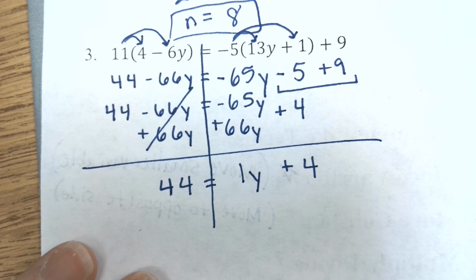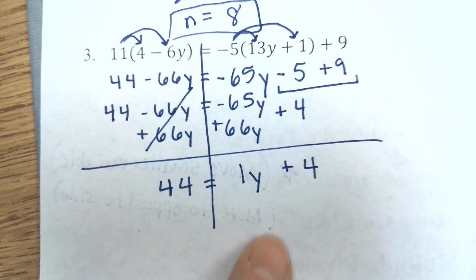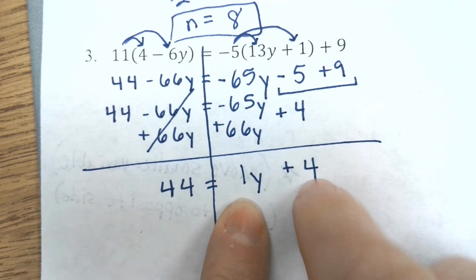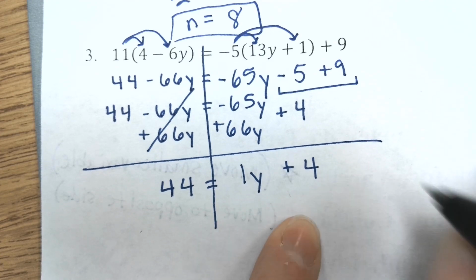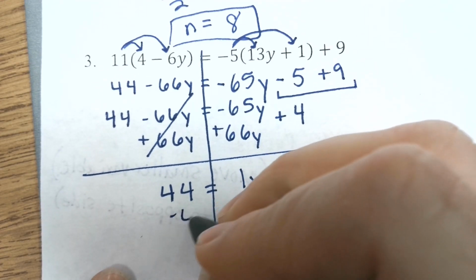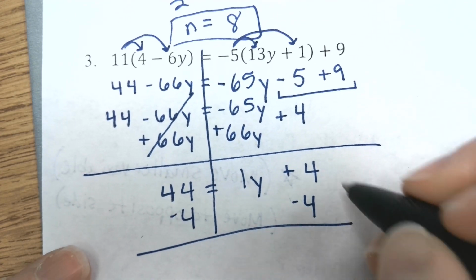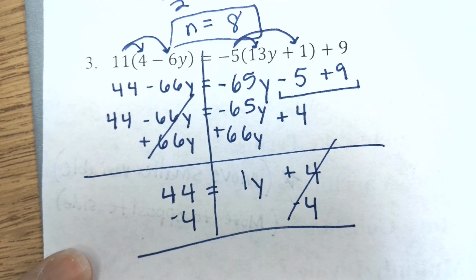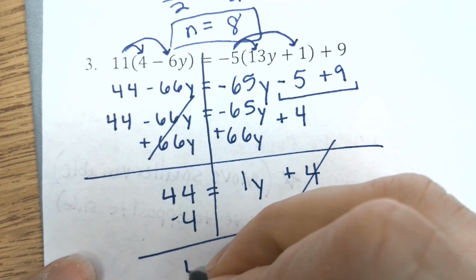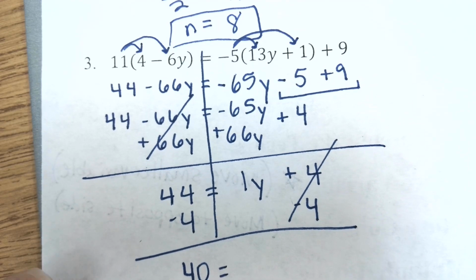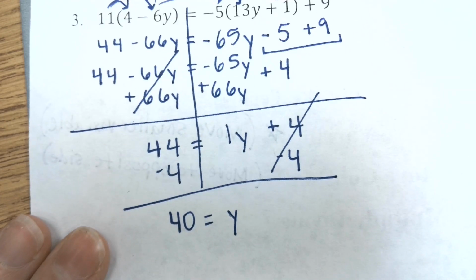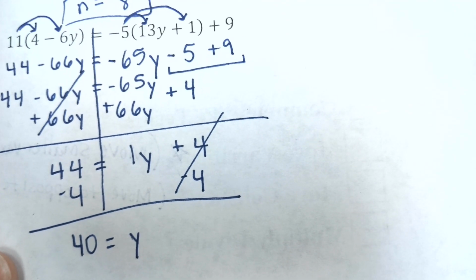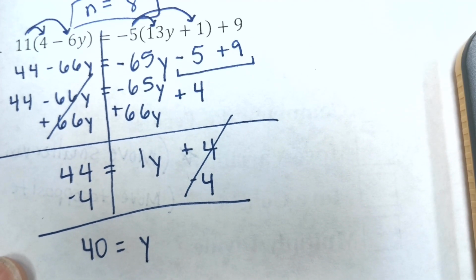Okay, I need to get the constant to the other side. So my y is over here, so I need to move the constant that's on that same side. So see how we have plus 4? Yep. 44 minus 4 is 40. Do I need to put 1y or can I just put y? Yeah, let's do that. That was a tough one.